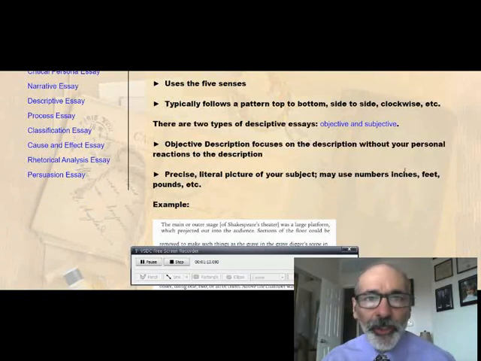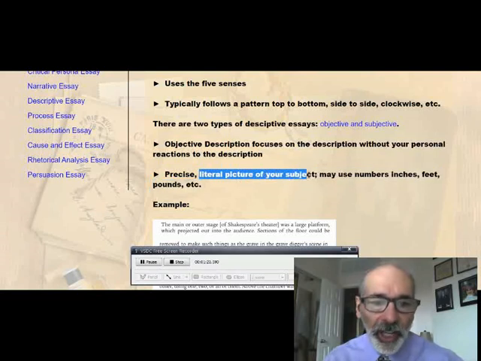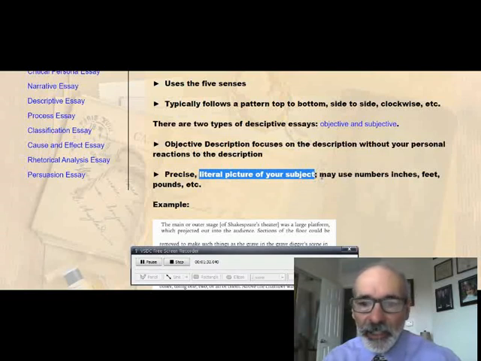The objective description focuses on the description without your personal reactions to that description. In other words, this is a precise, literal picture of your subject. You can use numbers, inches, feet, pounds, things like that, because you're talking about, say, measuring something. This particular page talks about a kitchen table, and one of the objective descriptions actually measures the kitchen table. I think it is like 72 inches long.